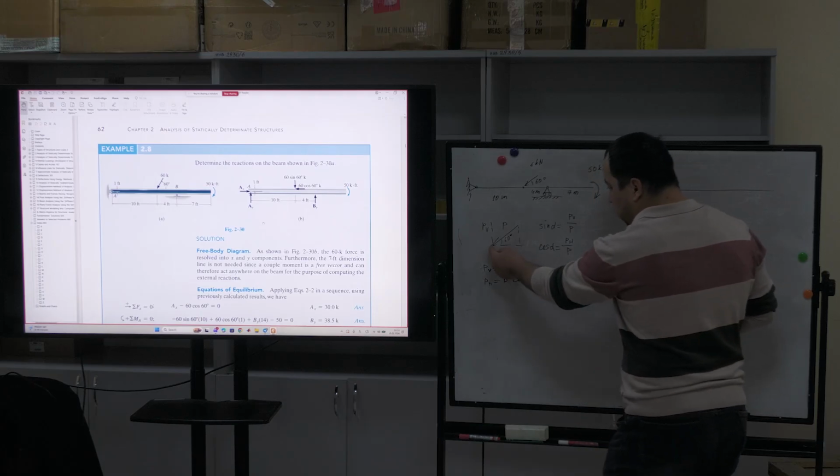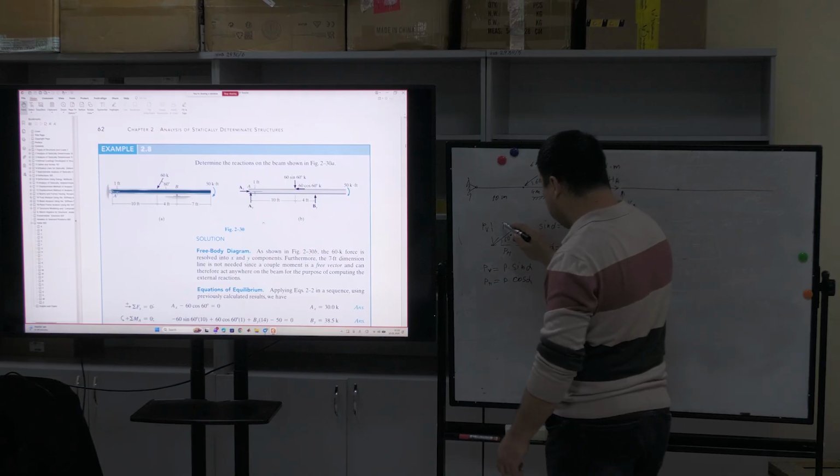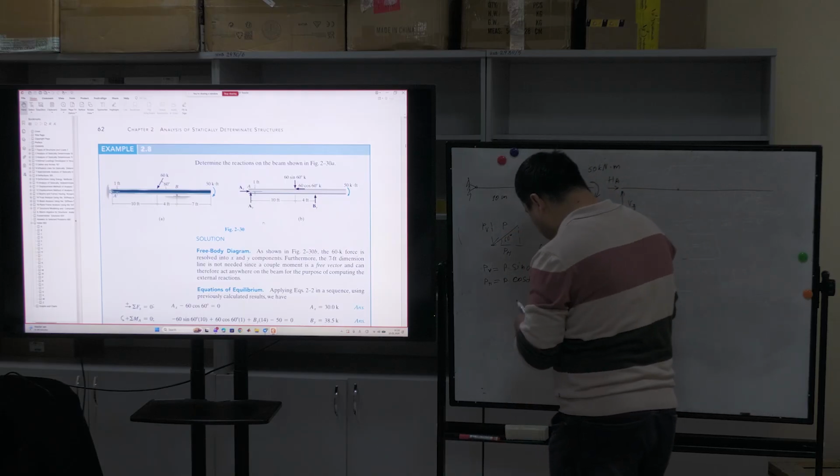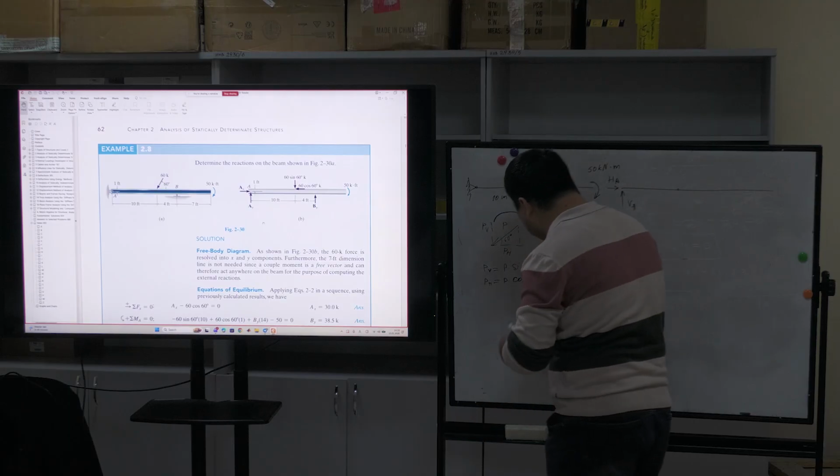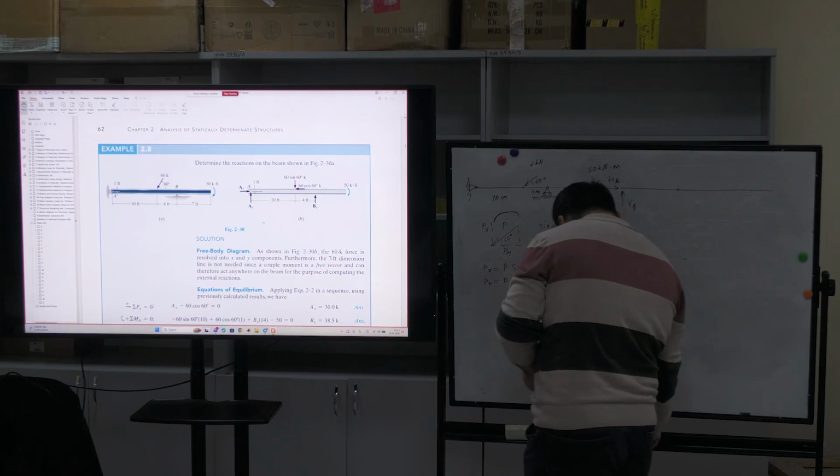I just shifted this force here, okay? From here, yes, you're right. Okay, this is also black. Oh, it's right, it's a red marker.